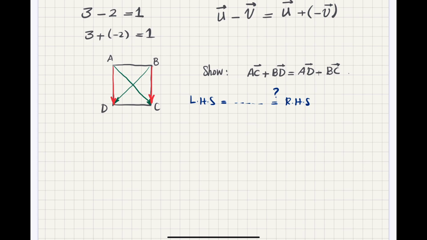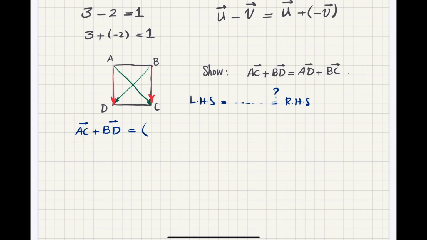Okay, so do you agree that AC plus BD is equal to what? What can I write instead of AC? You see, on the right-hand side, I want to have AD and BC, but here I do not have them. So it will motivate me, if possible, to write AC and BD in terms of AD and BC. Okay? But can you do it for me here in this picture?